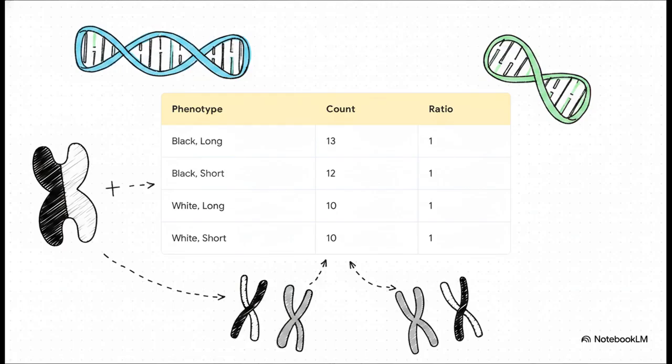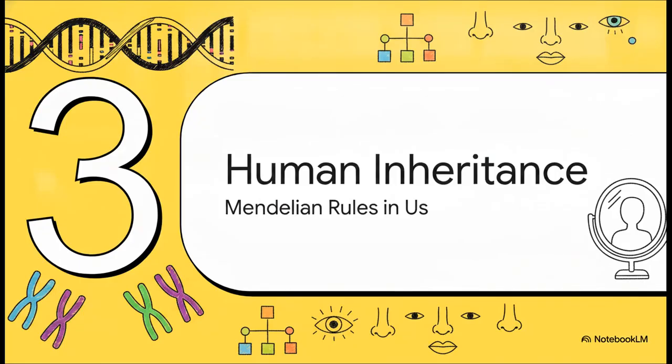For us genetic detectives, this very specific ratio points to one exact scenario: a test cross between a parent who is heterozygous for both traits and a parent who is homozygous recessive for both traits. It is Mendel's second law, perfectly visualized. Moving right along to Section 3, human inheritance patterns.